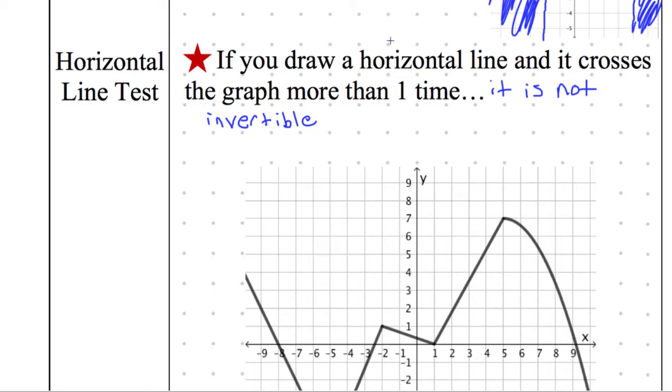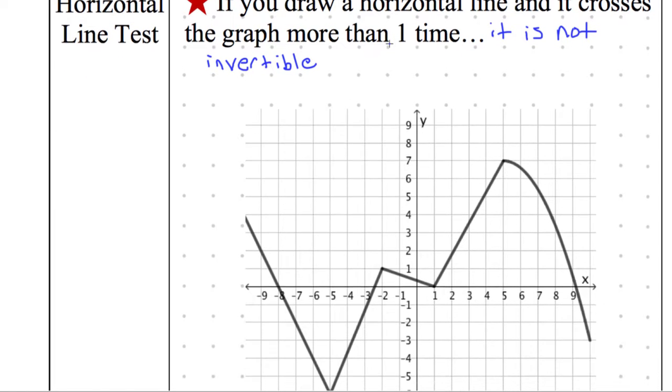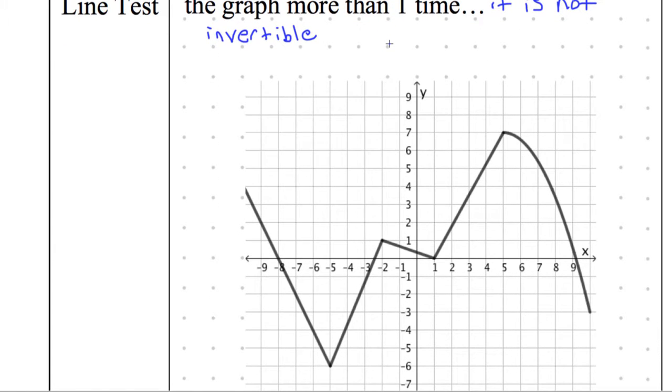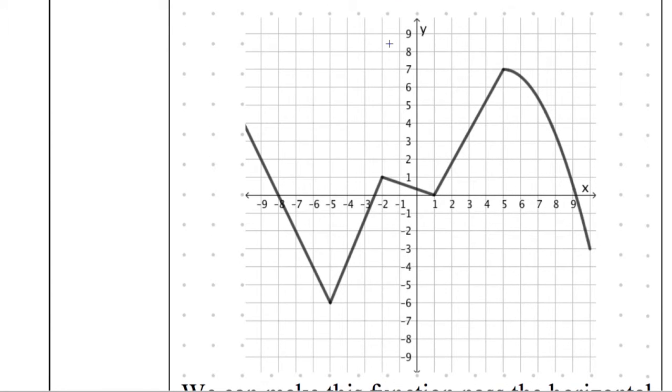And you can draw that horizontal line wherever you choose. In fact, you should try to strategically choose it such that it passes more than one time. And a lot of times it'll cross quite a few more times than that. So let's check it out. Here is a graph that I made for you. Is this function invertible? It is invertible? No, it's not quite invertible. But why? Why is it not invertible?